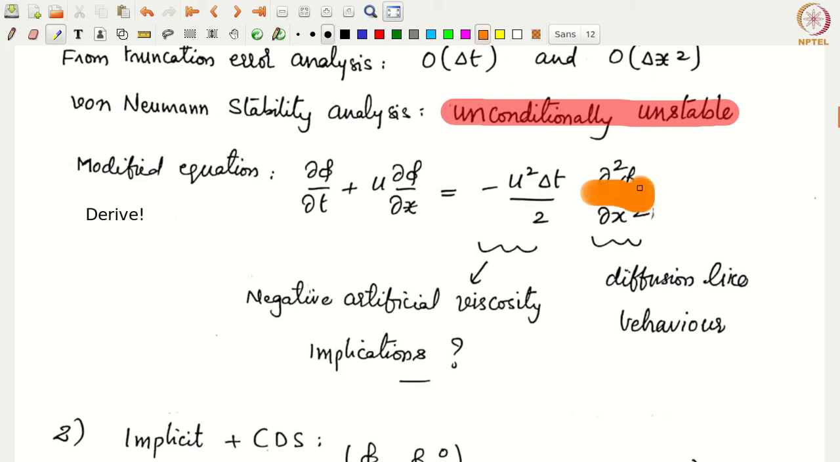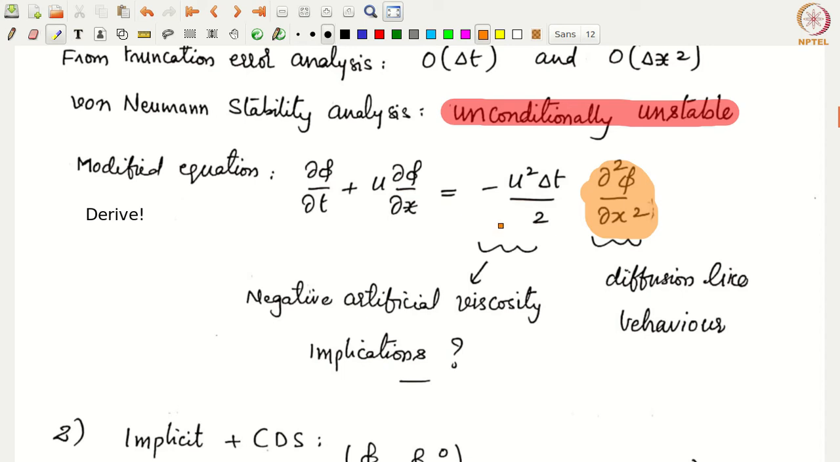So this is more like a what? This is more like a diffusion term, right? This is more like a diffusion like behavior, whereas the diffusion constant itself is actually a function of delta t, and not only that, there is a minus sign here. So the gamma that we would choose till now now has a negative value. So this is more like anti-diffusion, right? This is kind of a negative artificial viscosity.